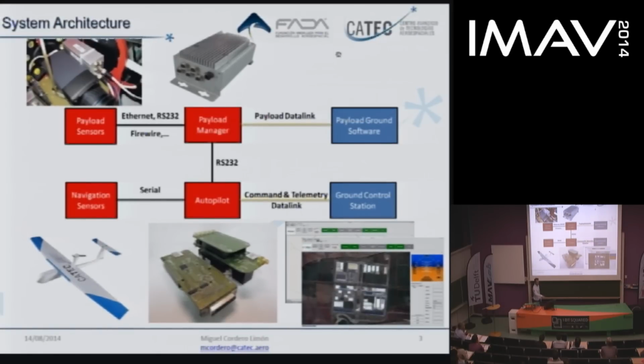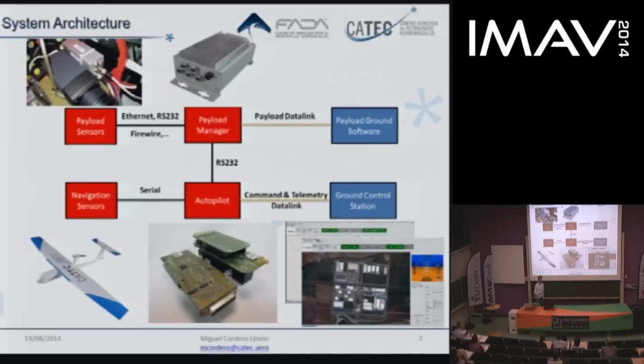They are both, the autopilot and the payload manager, connected by a link. So the payload manager can get the positioning and attitude data for the aircraft and just tag the data from the payload sensors, for post-processing or whatever.